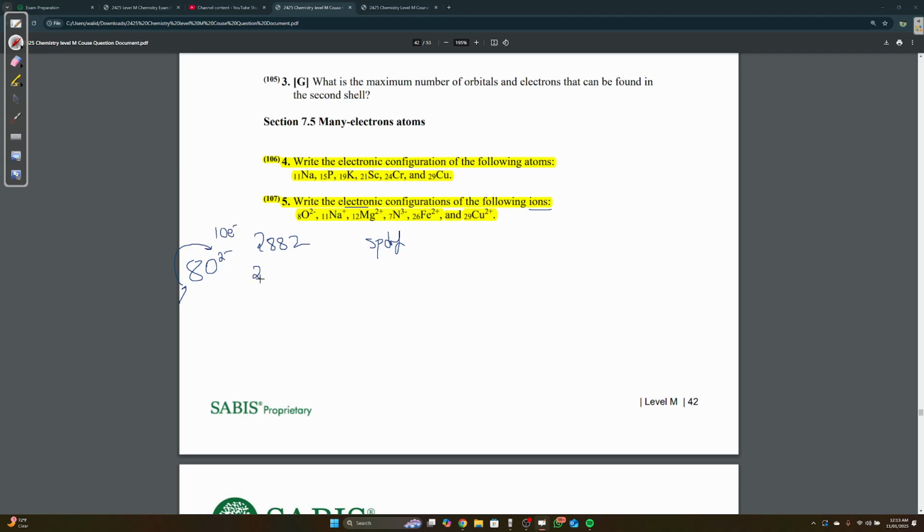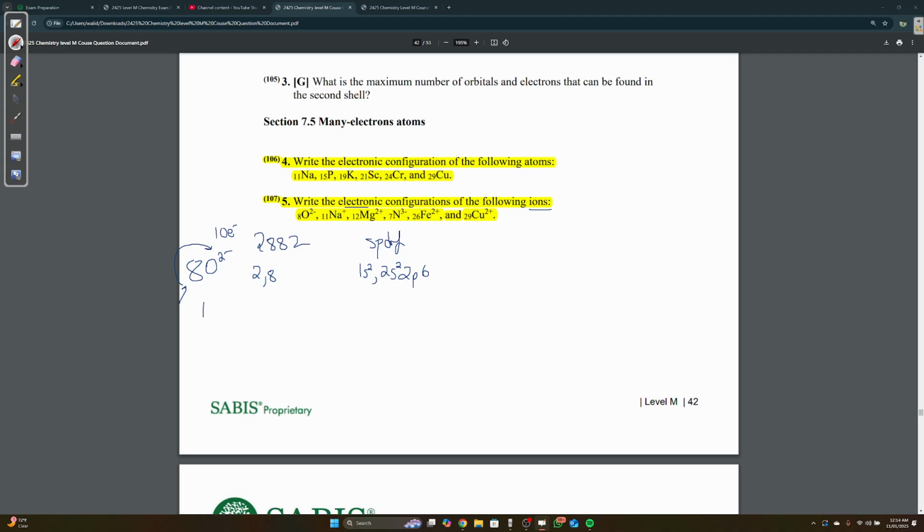So we're going to start with 2. We're going to move on to 8. 10 minus 2 is 8. Khalas, we're done. So using SPDF, start with 1s2. You move on to the second shell. So 2s. How much? S only takes 2. But there should be 8. So 8 minus 2 is 6. So where do the other 6 go? They go to P. So 2p6. 2, 4, 6, 10. So we're done with the O2 minus.